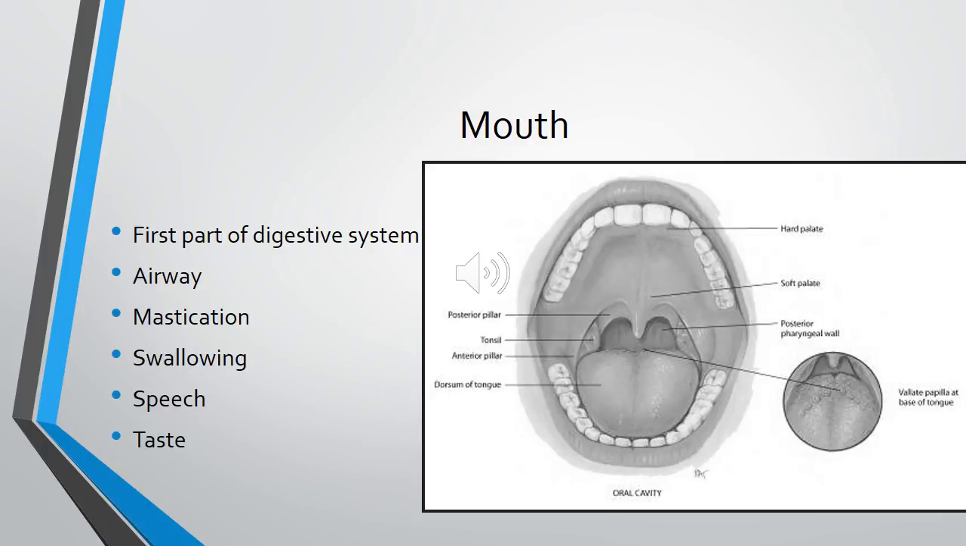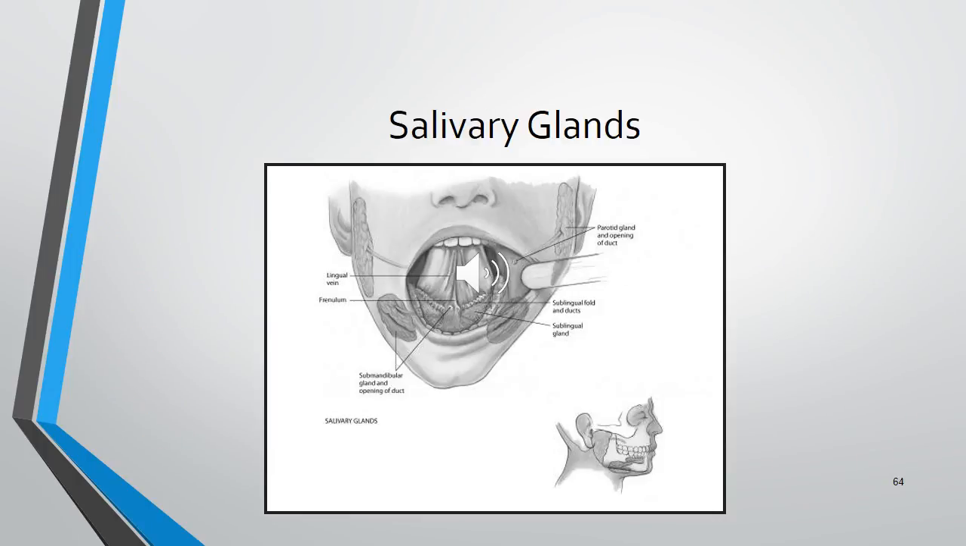So lastly, we're going to cover the mouth and throat assessment. So here's a picture of the anatomical structures of the mouth and throat. The mouth is the entryway to our digestive system. It's also the entrance to one of our airways. It's used for mastication, swallowing, speech, and taste. This picture shows the location of the salivary glands.